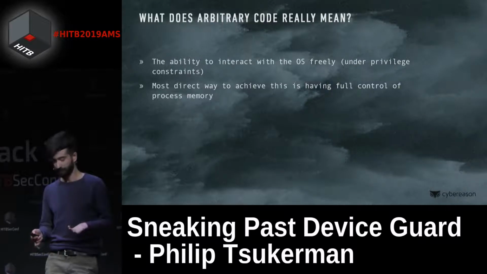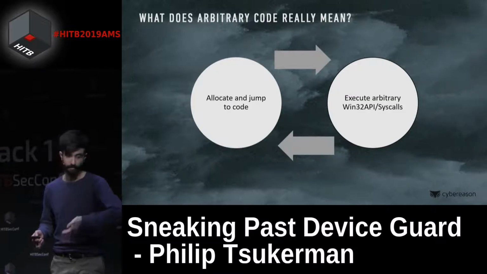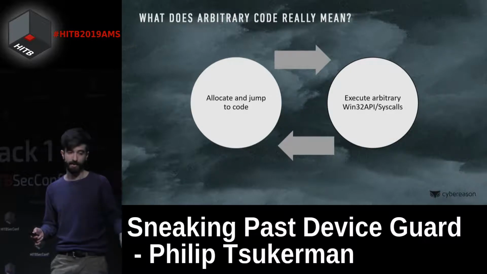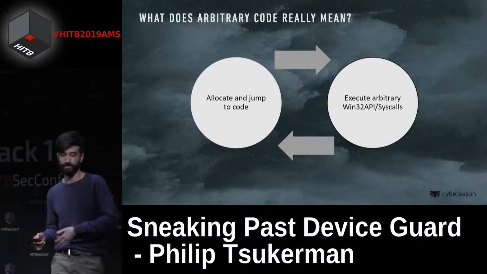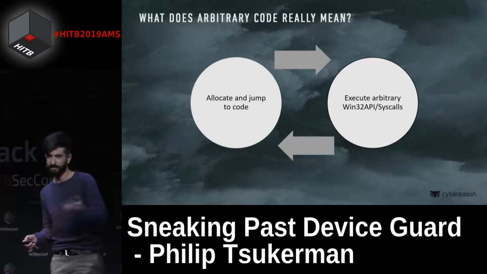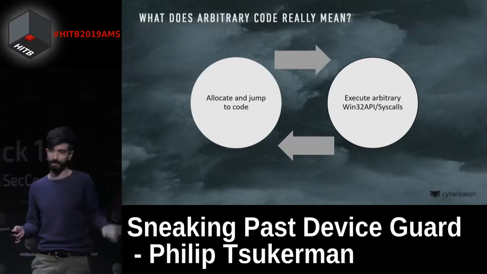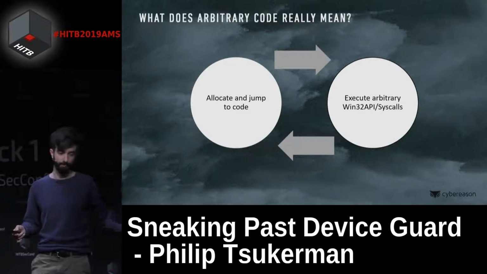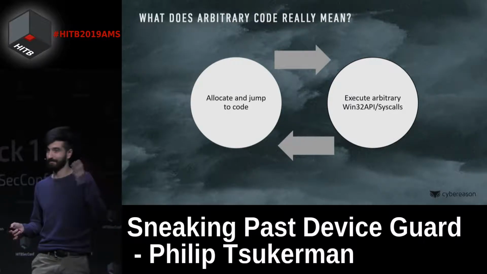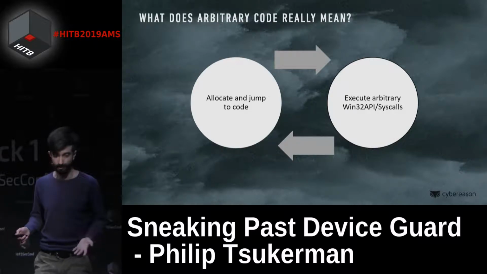The most direct way to do this is to either have the ability to allocate and jump to code, or to have the ability to execute arbitrary API or syscalls. And it's really easy to jump between these two capabilities, because you have the syscalls to allocate and jump to code, and if you can have your own code running, you could always do whatever syscalls you want.